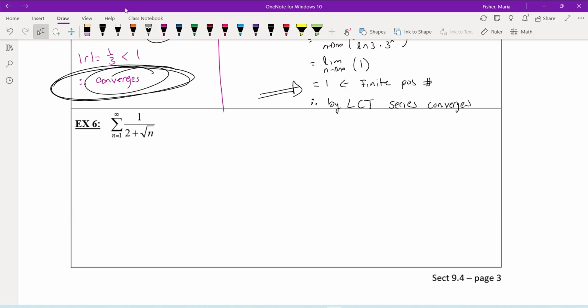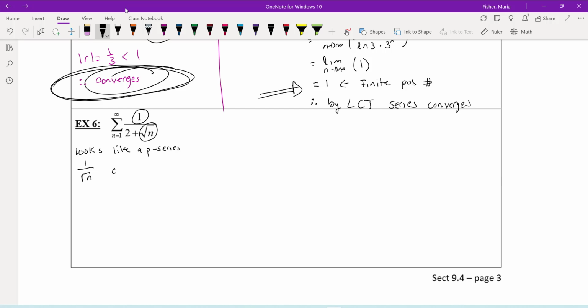Number 6, the sum from n equals 1 to infinity of 1 over 2 plus the square root of n. This looks like a p-series. Why does it look like a p-series? Because it's n raised to a power. What is the leading term of the numerator? 1. What's the leading term of the denominator? The square root of n.